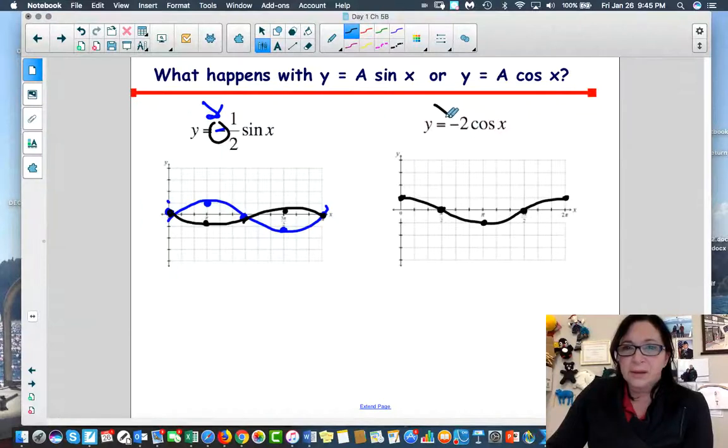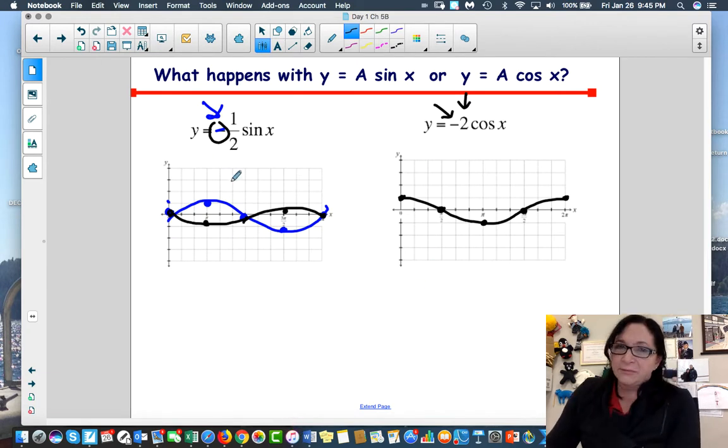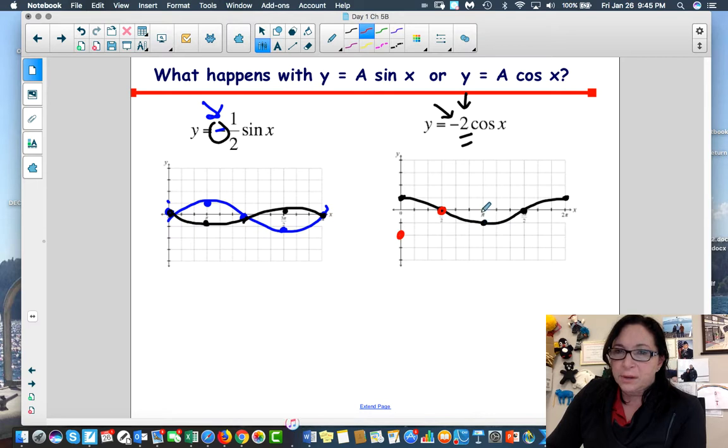Now, this negative sign is going to reflect it across the x-axis. This 2 is, instead of cutting it in half like this one did, actually multiplying by 2. So not only am I reflecting it, I'm also going 1, 2, 0, 1. Instead of this being down 1, it's up 1. Okay, so instead of that, that's 2. This still 0. And this one, let's see here, is reflecting down. So it's going to look like this.